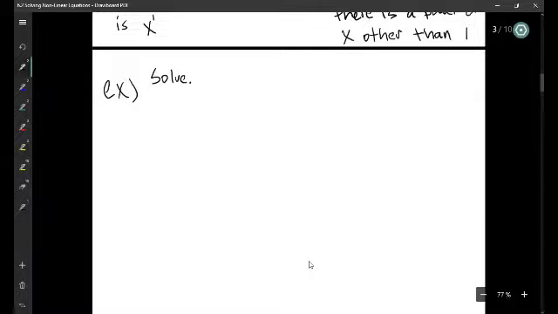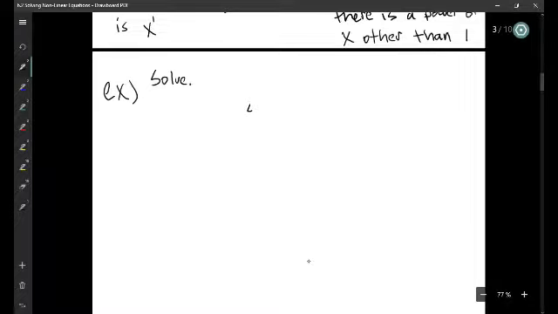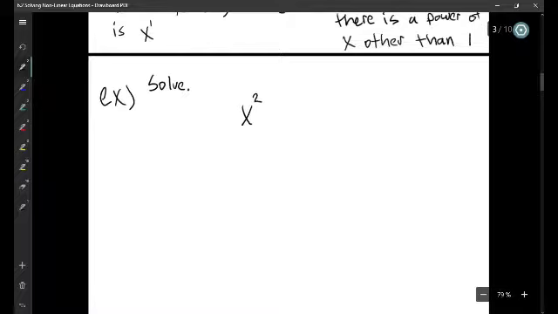We're going to solve some nonlinear equations using factor by grouping. We're factoring out the GCF. So solve x squared equals 20x.